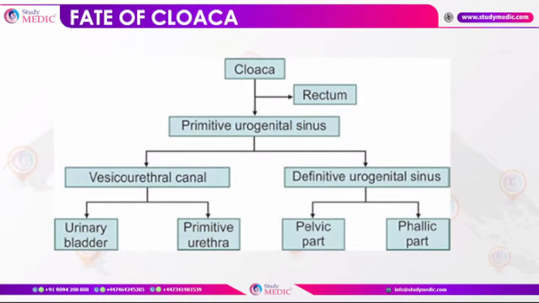So what is cloaca? Cloaca is a structure that is present in the caudalmost end of the embryo. And here we have the endoderm and the ectoderm fused together with no mesoderm in between. This is a membranous structure, and when this cloaca gets divided, we have the formation of the rectum and the primitive urogenital sinus. It is from this primitive urogenital sinus we have development of the urinary bladder, the primitive urethra also.